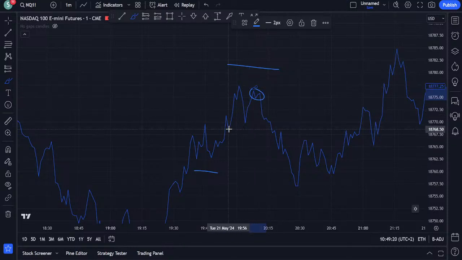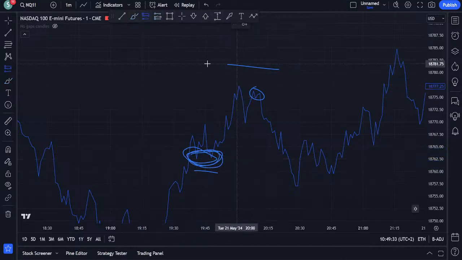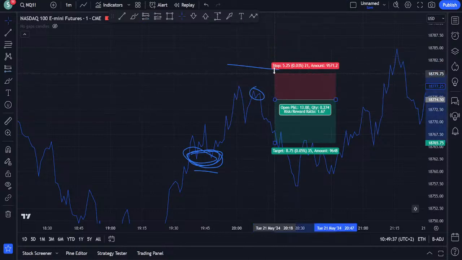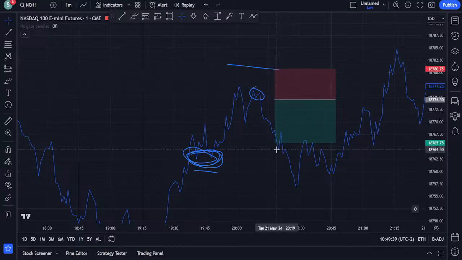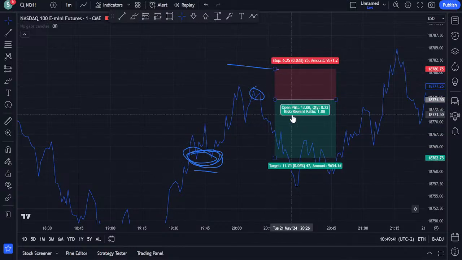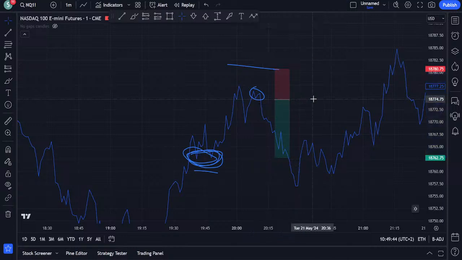And the target would be here, depending on the entry and depending on the R, but most probably, it's not visible on M1, but somewhere here, right, for the short. So if possible, the logic would be entry here, stop kind of here, right? Targets. Now let's see what that looks like on M1.